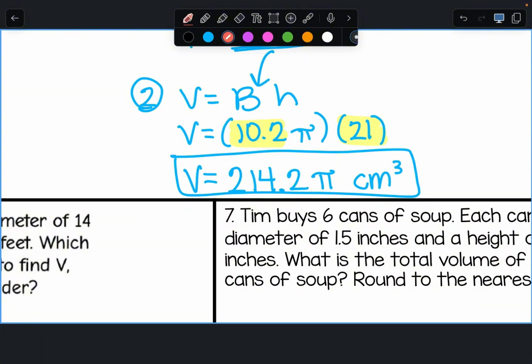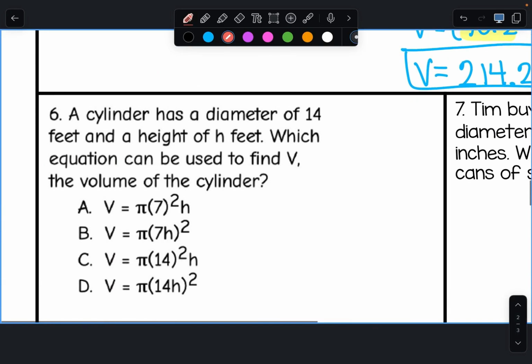All right, almost done. Number 6. A cylinder has a diameter of 14. That should already be throwing up a red flag because we don't use diameter, right? What do we use? So if the diameter is 14, the radius will be 7. So I can go ahead and get rid of what answers? C and D.